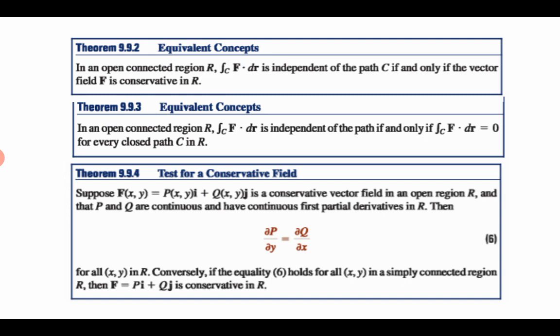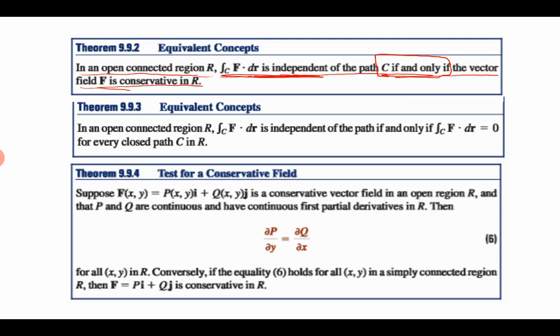Some equivalent concepts. In an open connected region R, the integral of F dot dr is independent of the path C if and only if the vector field is conservative. So all these results are interrelated, isn't it? If the vector field is conservative, then the integration is path independent. If the integration is path independent, then the vector field is conservative. So that is if and only if; both parts are true.